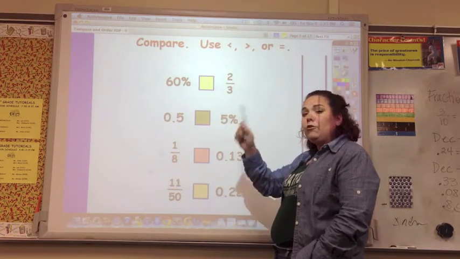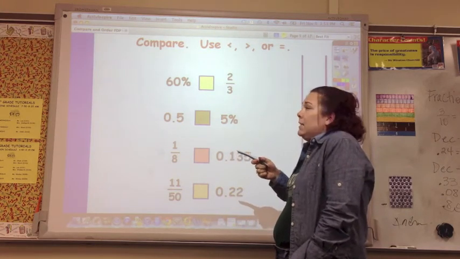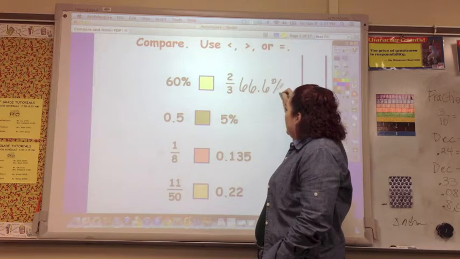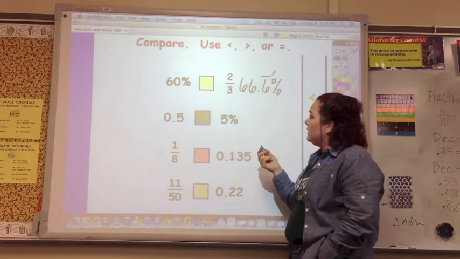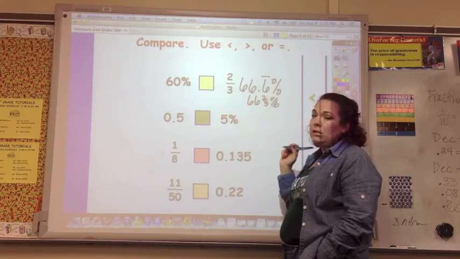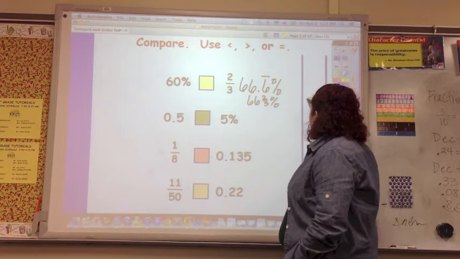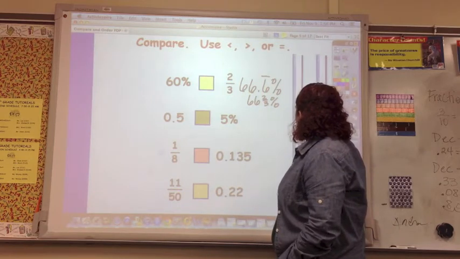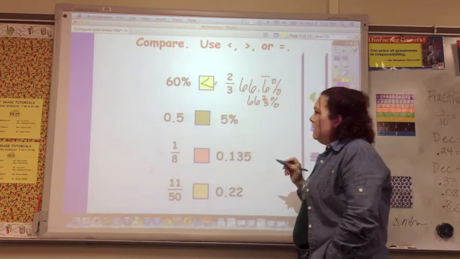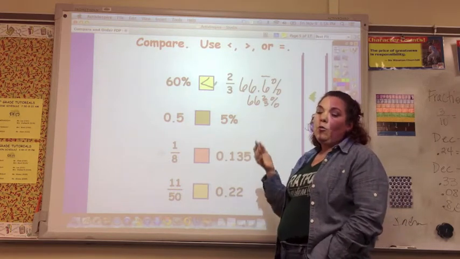And if you know from the sheet that your teacher gave you, those fractions, decimals, and percents that you're supposed to memorize, 2/3, you would know that that's 66.6%, and that's repeating, or 66 and 2/3%. And of course 66% is bigger than 60%. So that's bigger.